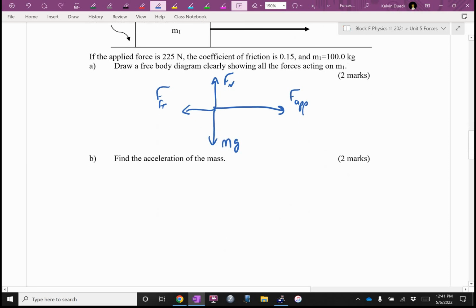Find the acceleration. Well, now Riley's made it easy because I look at my free body diagram. It's pretty obvious. F applied is winning. Friction is losing. And that equals ma.